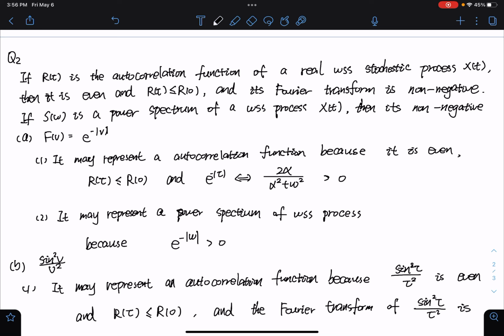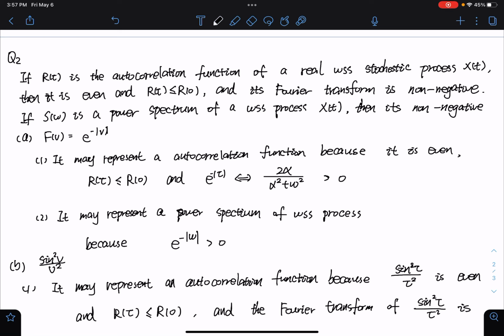First, let's recall the definition of the autocorrelation function of a real WSS stochastic process X(t). If R(tau) is the autocorrelation of this WSS process, then it is even, R(tau) is smaller than R(0), and its Fourier transform is non-negative. And if S(omega) is a power spectrum of a wide-sense stationary process X(t), then it is non-negative everywhere.